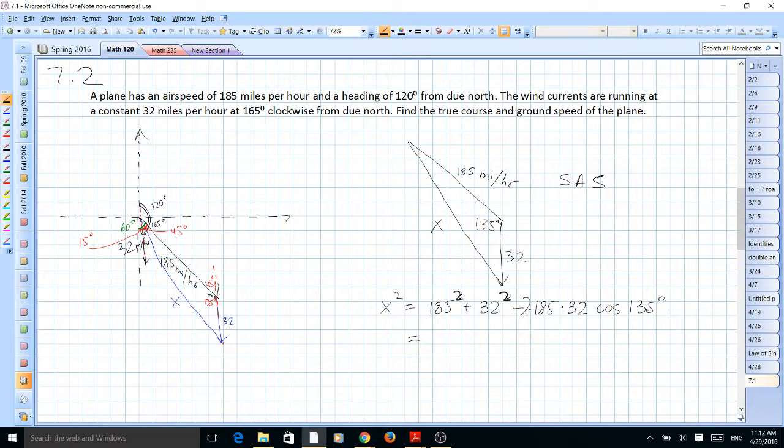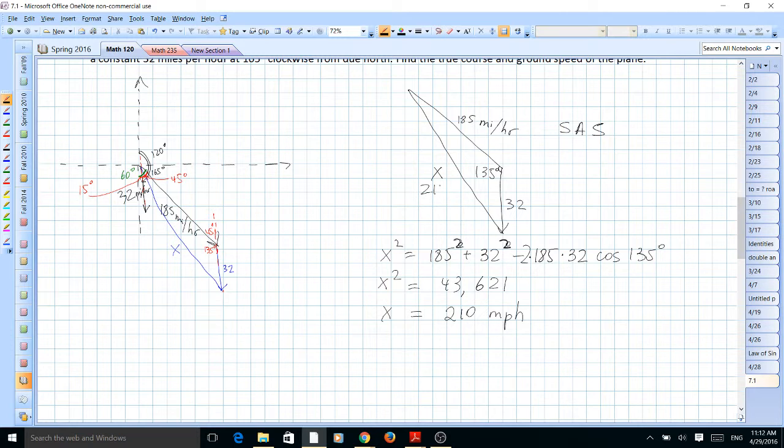Once you plug all of this in the calculator, you will get x squared to be 43,621. You take a square root of that, you'll get 210 miles per hour approximately. So I know that this is 210, I know this is 185, I know this is 32. I also need to know the true course. The true course would be, and at this point the picture is super messy, the blue piece right here.